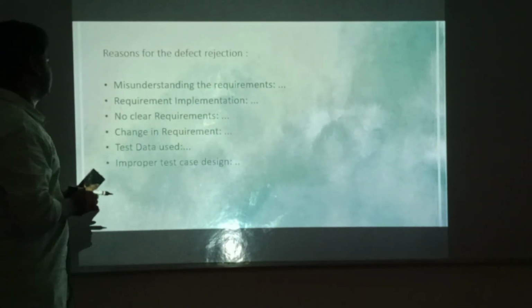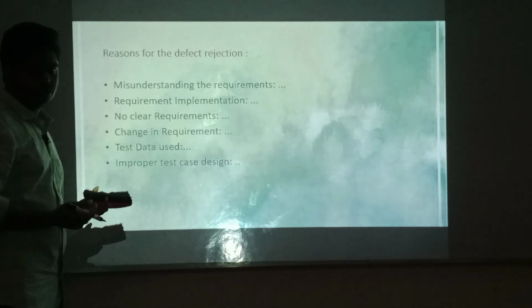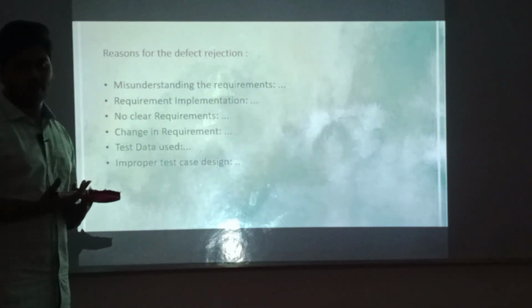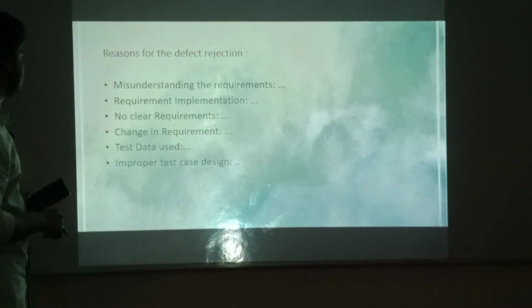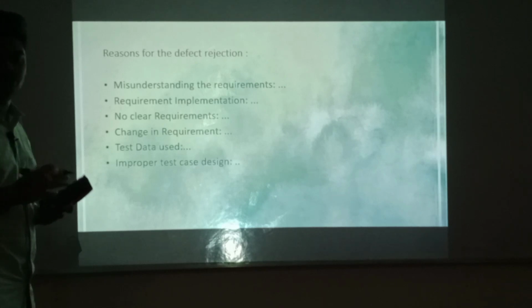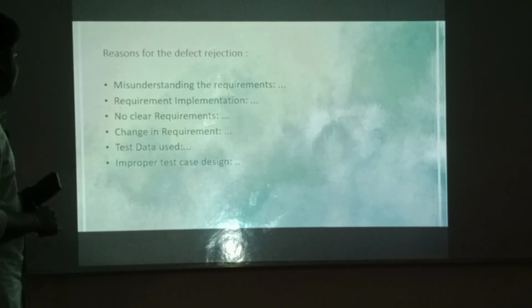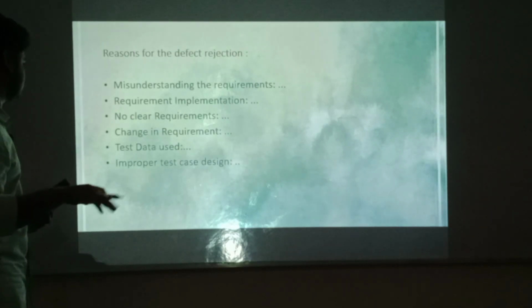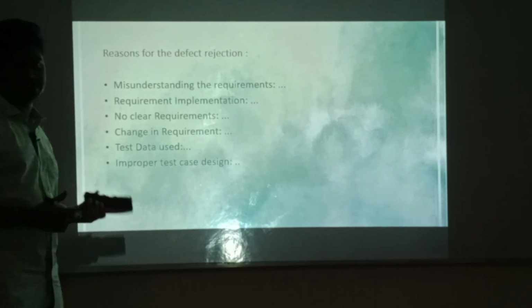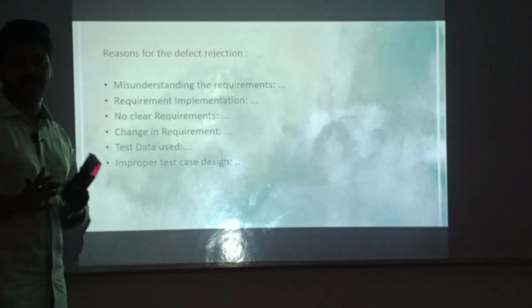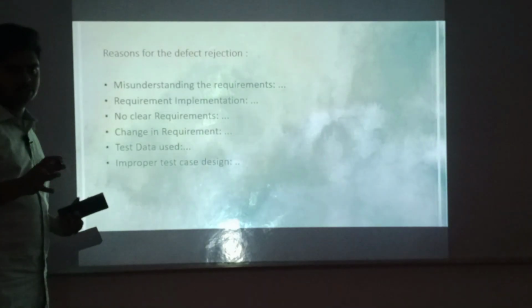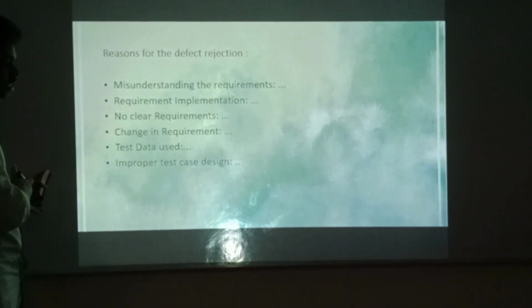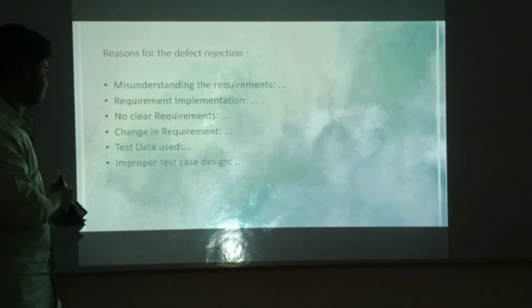And the reason for defect rejection is misunderstanding the requirements. If we didn't understand the requirements well, we don't prepare good test case documents. It is one of the reasons. And requirement implementation. We understand the requirements well, but we fail to implement them. No clear requirements. There are no clear requirements from the end users. And change in requirements. In the agile model, they are capable of changing the requirements in the middle of the project, but we didn't know they were changing the requirements. We follow the previous test cases, but they are changing the requirements. This is one of the reasons for defect rejection. And test data used and improper test case design.